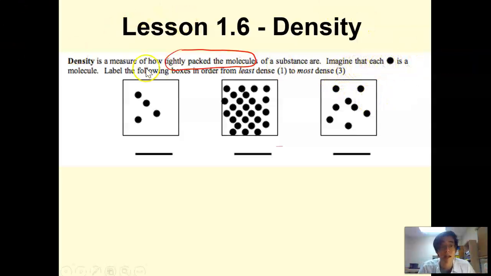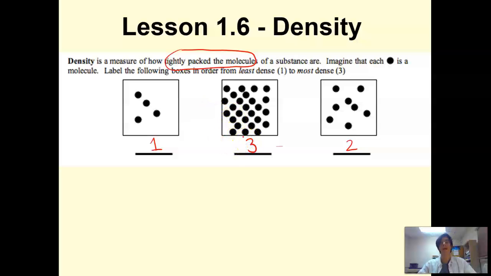Imagine that each dot is a molecule. Label the following boxes in order from least dense to most dense. Okay, so let's look at this one right here. This one has the least amount of molecules, therefore it's the least dense because there's more space in between the molecules. So I'm going to call that 1 for least dense. These are medium amounts of molecules, but there's still a lot of space in between, so I'm going to say that's in the middle with a 2. And then look at how tightly packed these are. They're really tightly packed, therefore they're going to be really dense. I'm going to call that the most dense, alright?